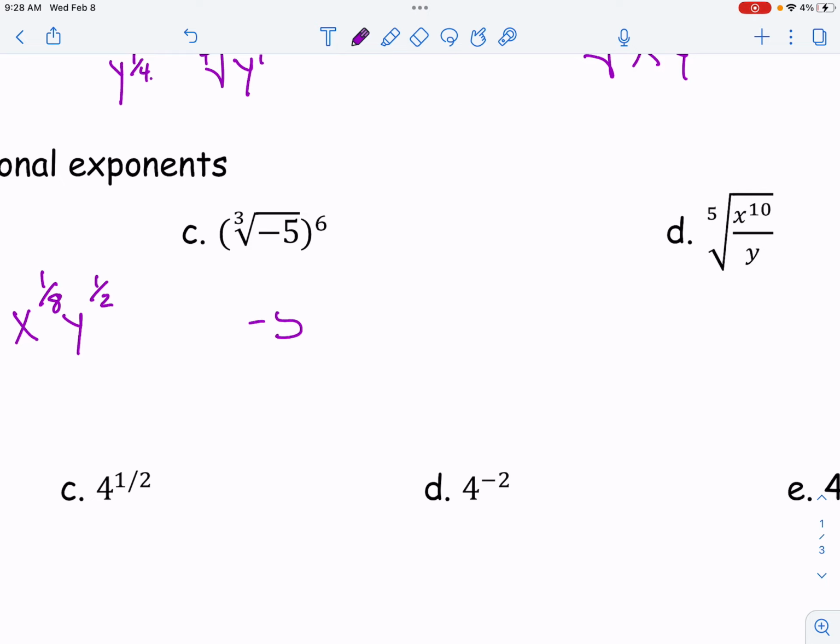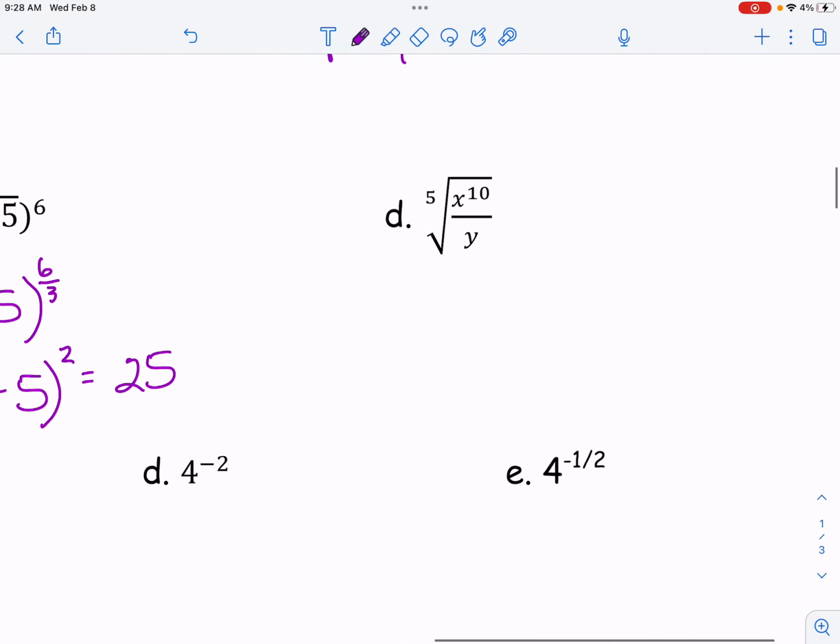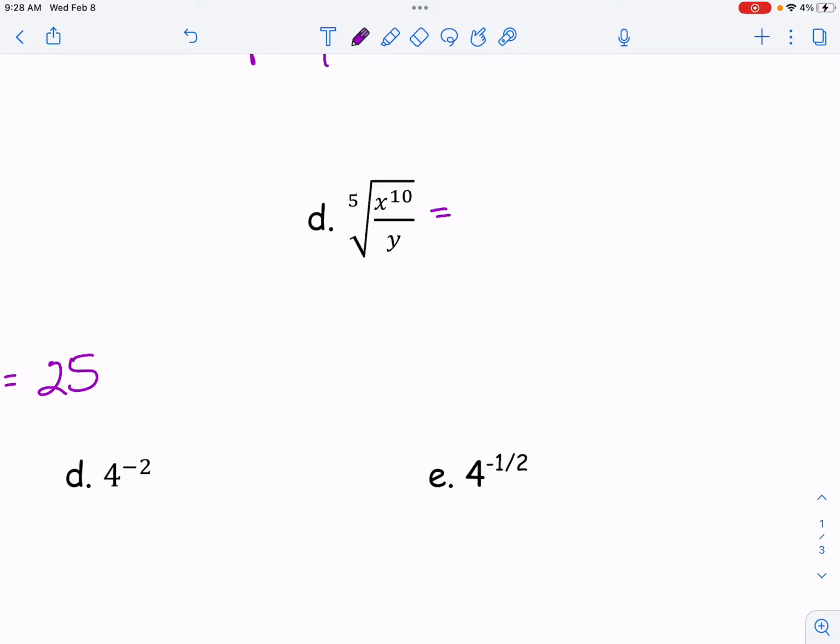This would be -5. The 6 stays, and that 3 is your denominator. So it's -5 squared, which is 25. x to the 10th y is what's underneath the radical. This is your denominator over 1. So x to the 10th times 1/5 is x squared, and y to the 1/5.